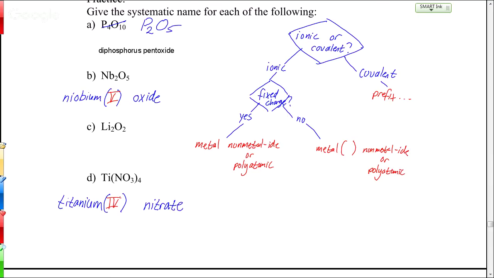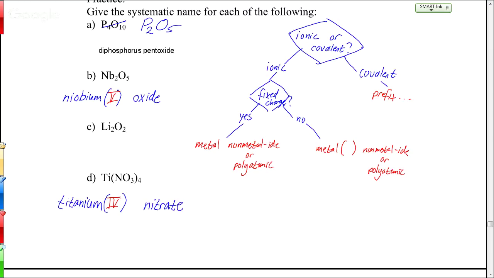This is the problem. It's not lithium oxide. Why is it not lithium oxide? So the charge of lithium is known. What's the charge on lithium have to be always? +1. What is the charge on oxygen if it's oxide? -2. But that doesn't fit, right? You can't have 2 +1s and 2 -2s in a compound.